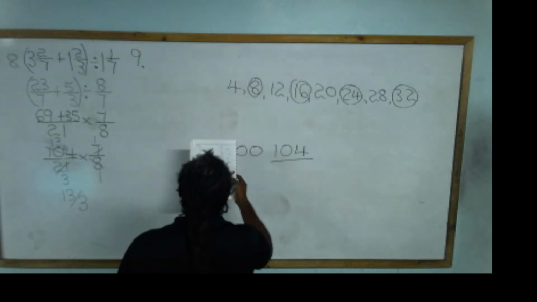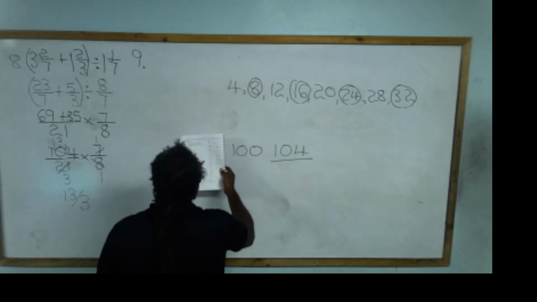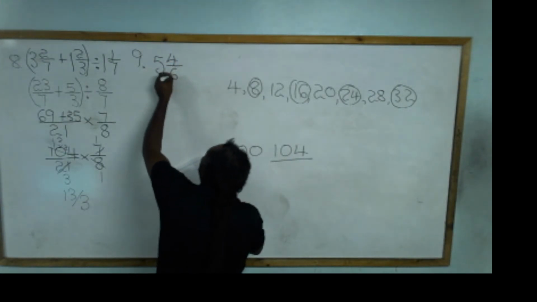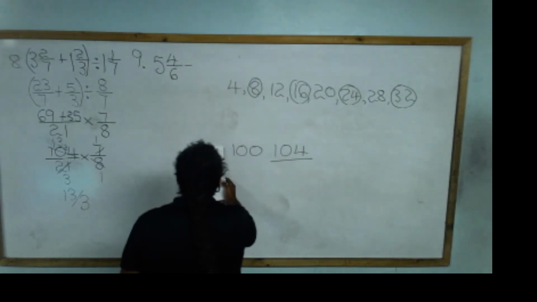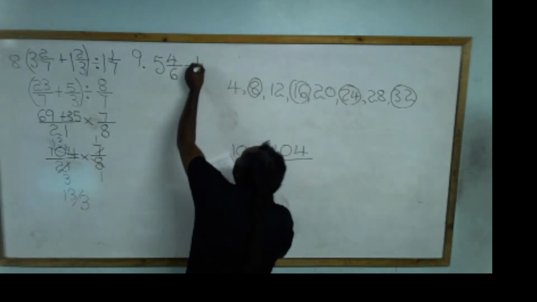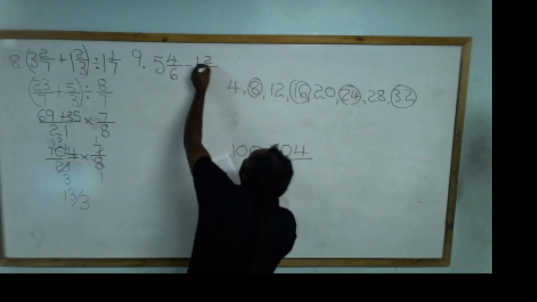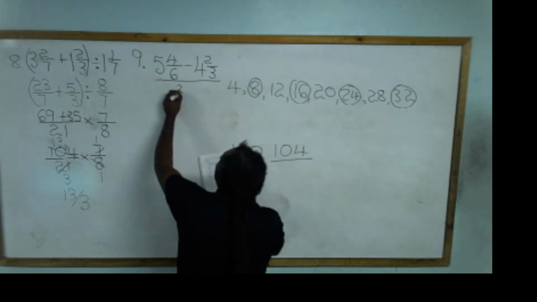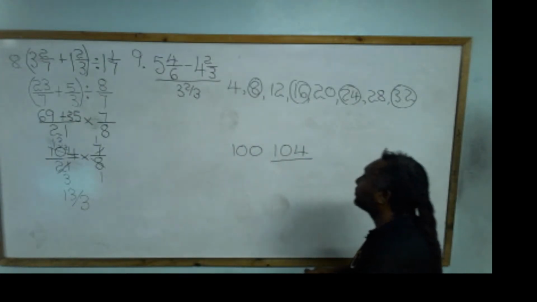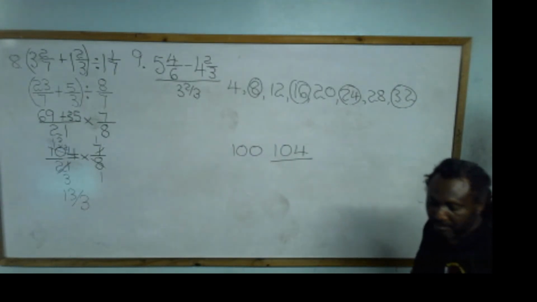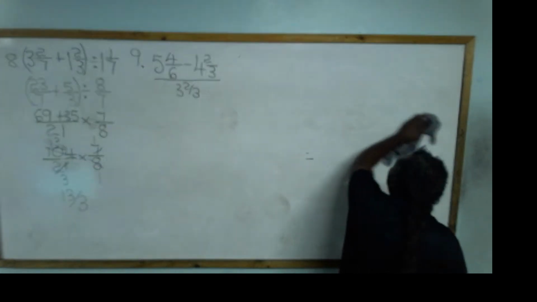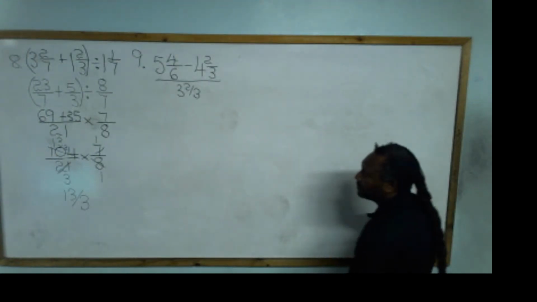5 and 4/6 minus 4 and 2/3, all over 3 and 2/3. Students, right away you should see quite a few things that make that one very simple.